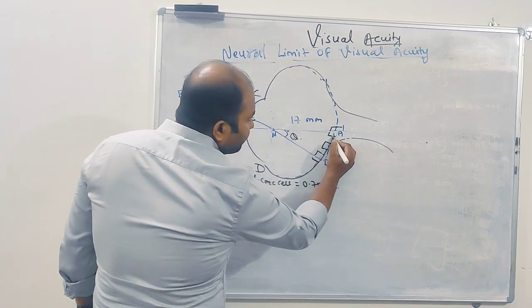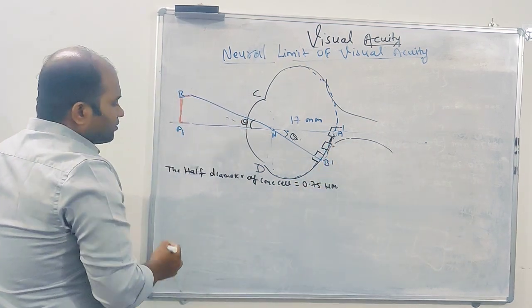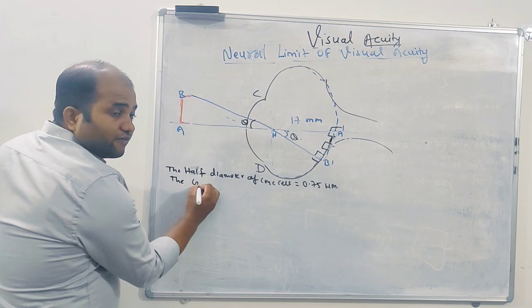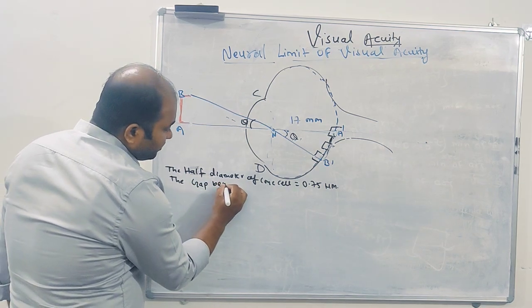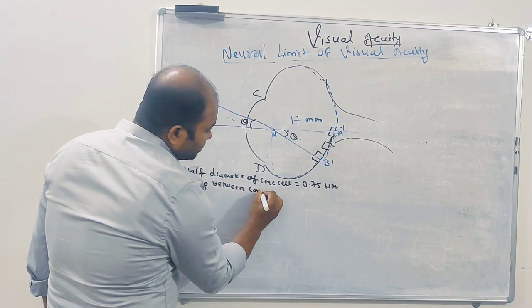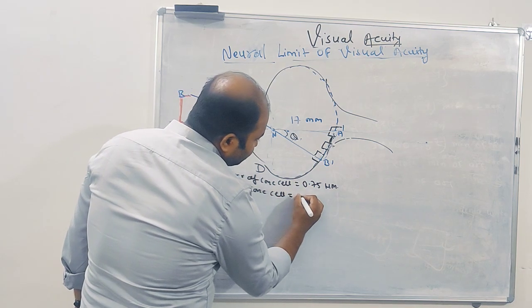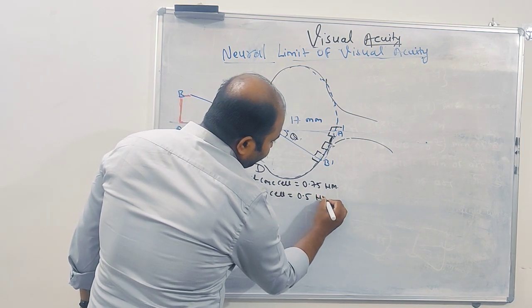Now there is a gap. This is the gap between the cells. As I told, the gap between the cone cells is 0.5 micrometer.